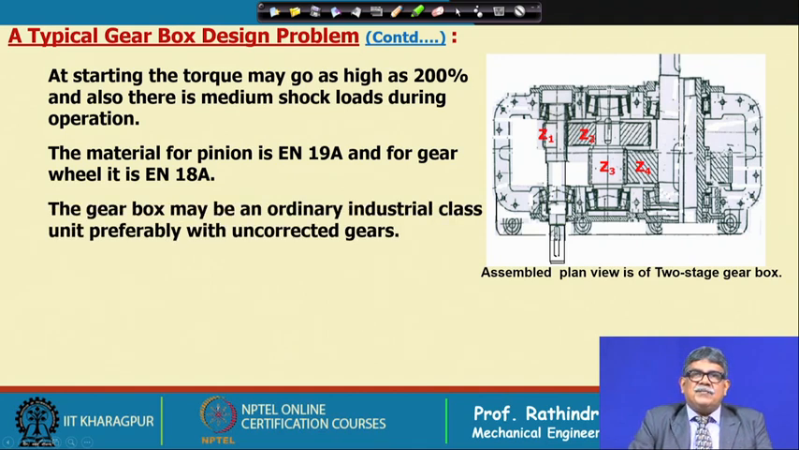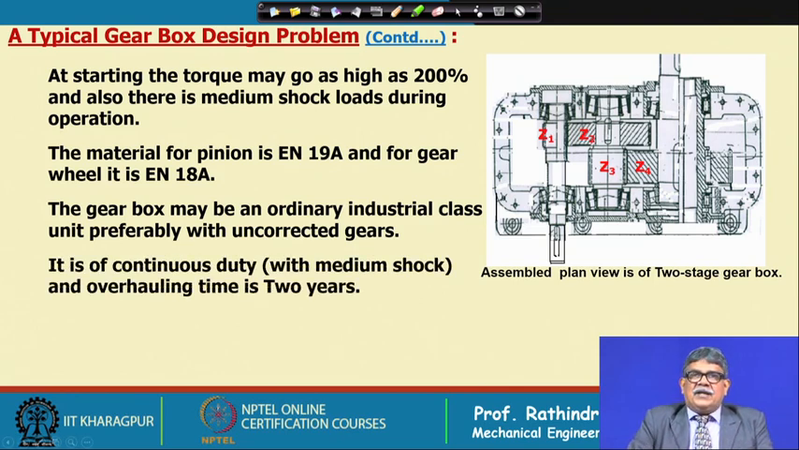The gearbox may be an ordinary industrial class unit, preferably with uncorrected gears. So, we are going to design uncorrected gear sets. It is of continuous duty with medium shock as already mentioned, and the overhauling time is 2 years. What does overhauling time mean?